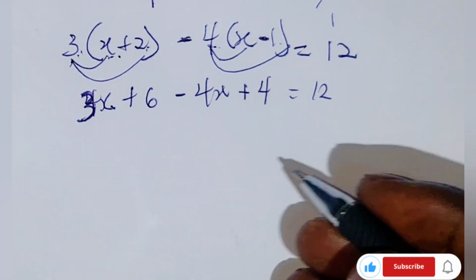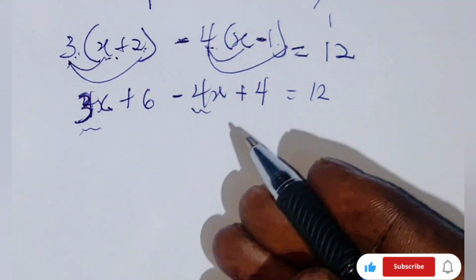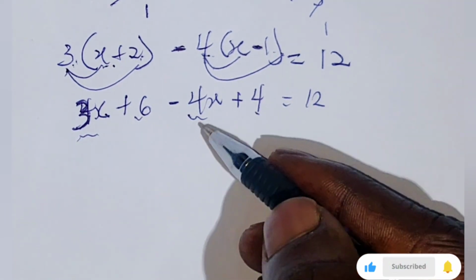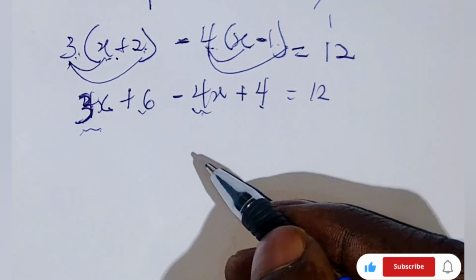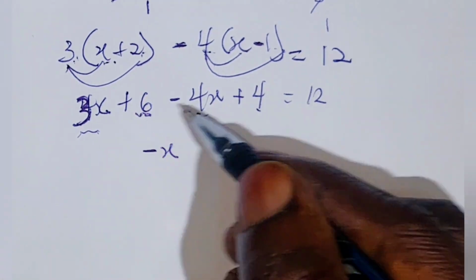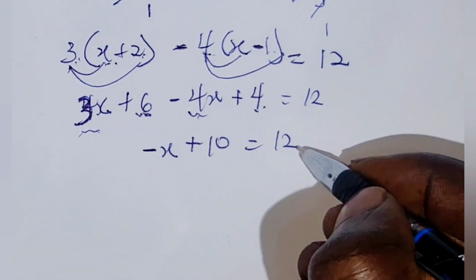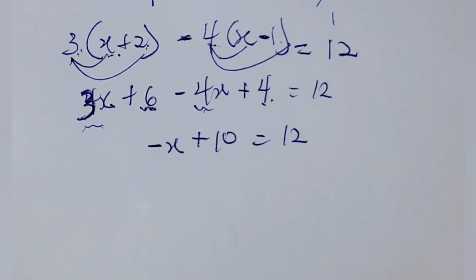Right, so we can group like terms. So this and this can combine. Then we combine this and that. So if we combine this and this, we get negative x. Then when we combine this and this, we get positive 10. Then 12. Hope you get it.